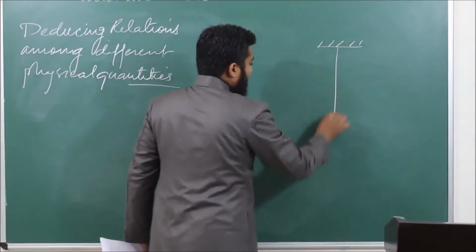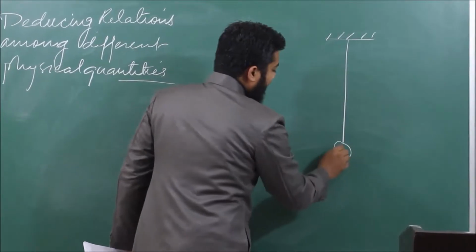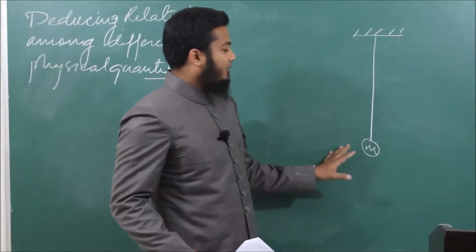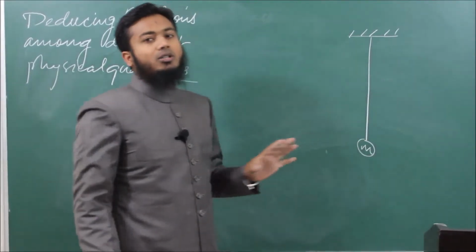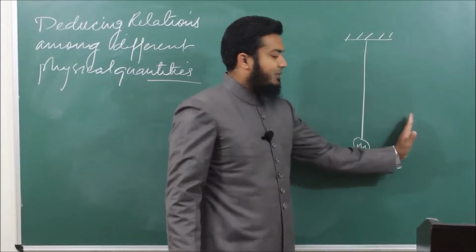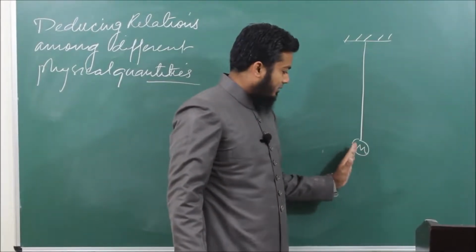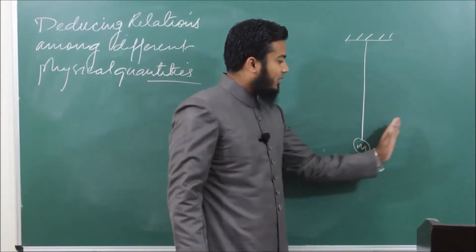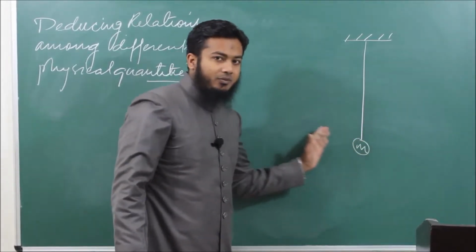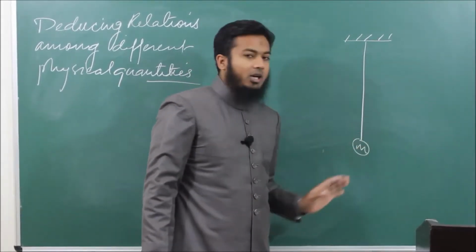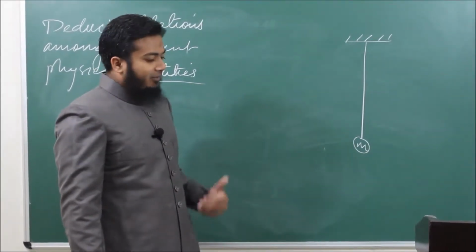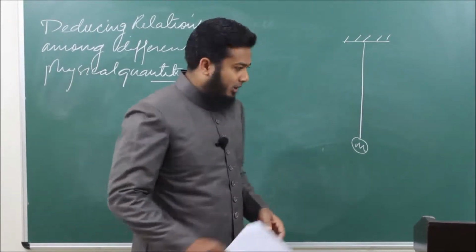We know if a mass is suspended with the help of a string, say this is a small mass m, and it is suspended with the help of a string, this system is called a simple pendulum. If I displace this mass slightly from this position and release it, the mass will oscillate. This will perform a periodic motion. This will oscillate. So this is called a simple pendulum. Now we have to find the time period. Now what will be the time period?